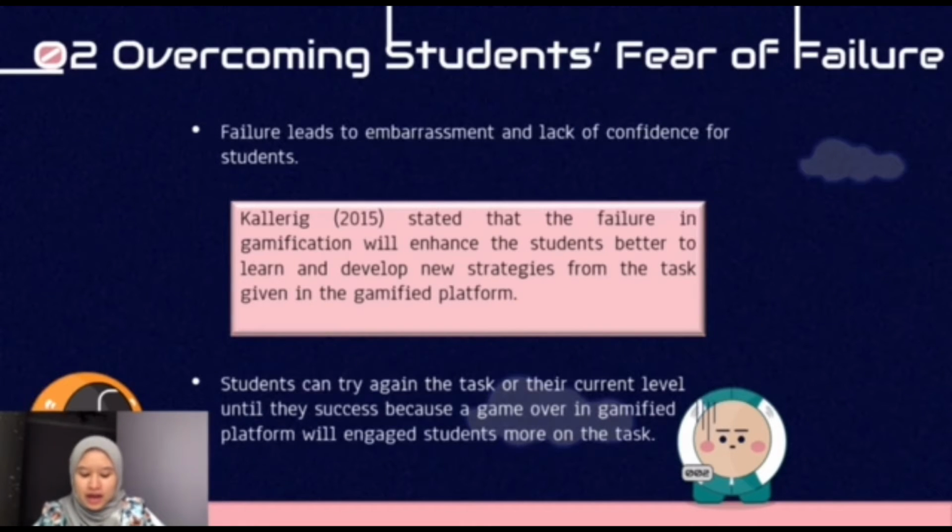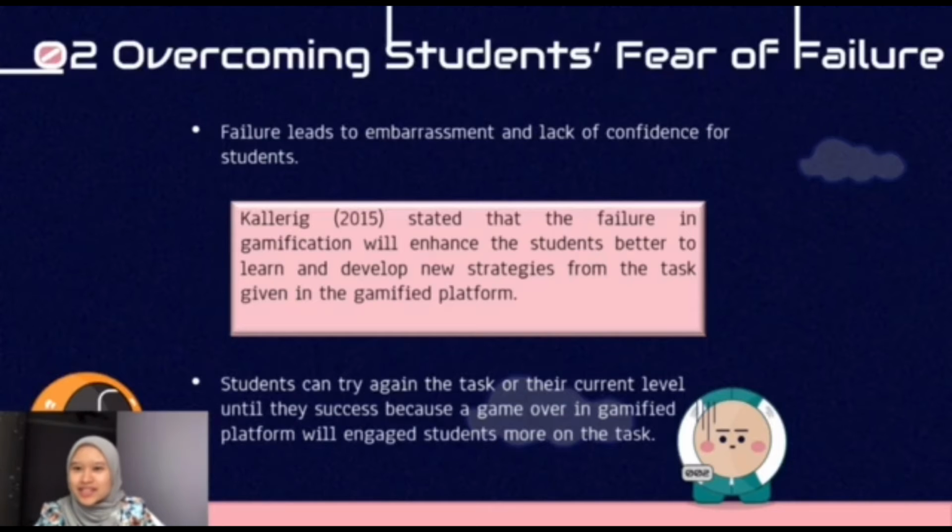confidence. In a study by Caleric 2015 stated that the failure in gamification will enhance the students to learn better and develop new strategies from the task given in the gamified platform. We can see from this study, it is in contrast to how we normally define failure.